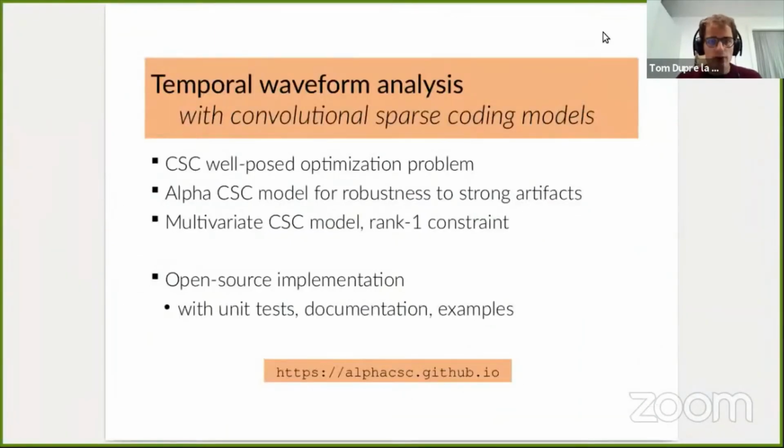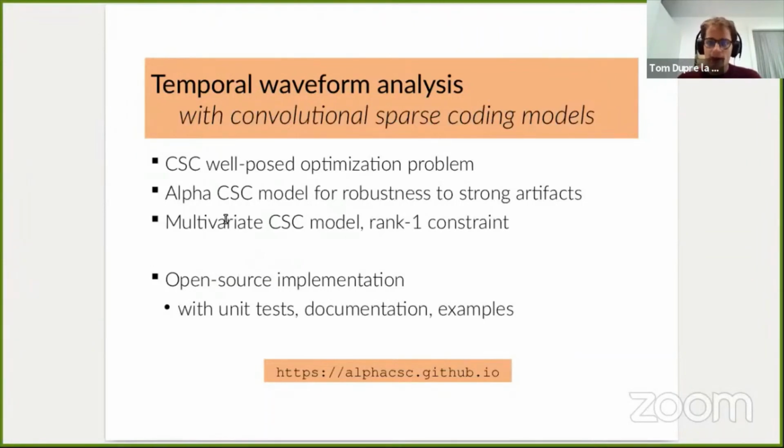So to conclude, this is presenting something we call temporal waveform analysis, in contrast with the Fourier kind of frequency analysis. And we use convolutional sparse coding. Convolutional sparse coding is a well-posed optimization problem, so it has a lot of good mathematical properties, and it's reasonably easy to solve. I showed you some extensions for more robustness to strong artifacts using an alpha stable distribution. I showed you also how to extend that to MEG-like signals with a rank-one constraint.